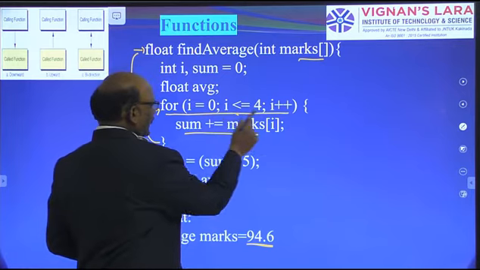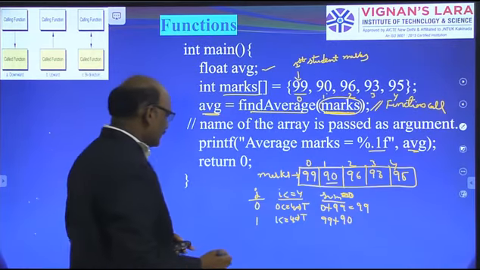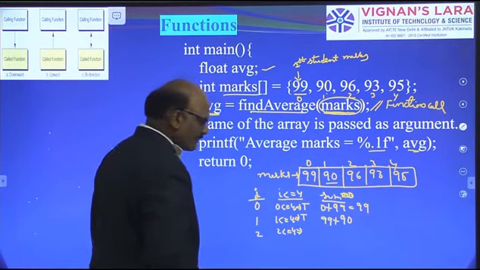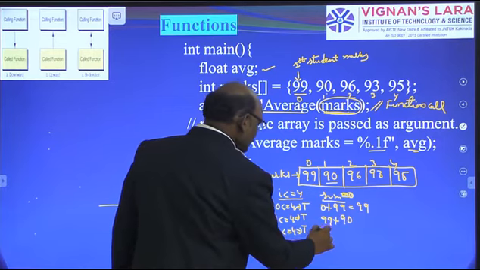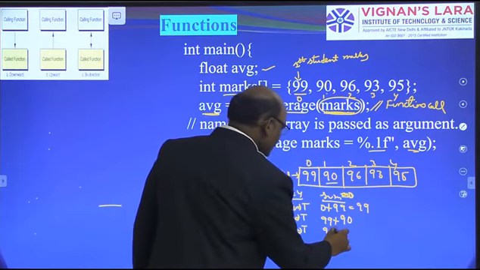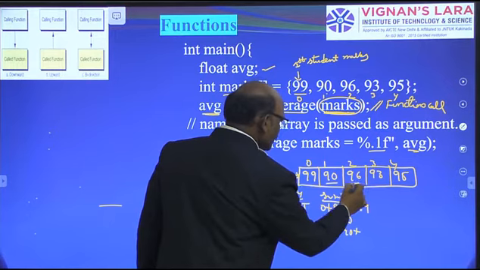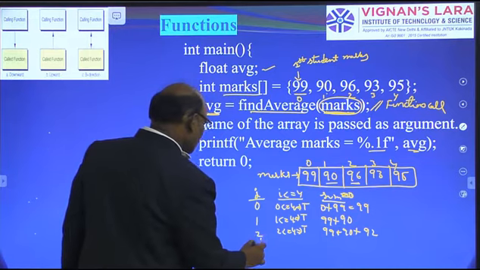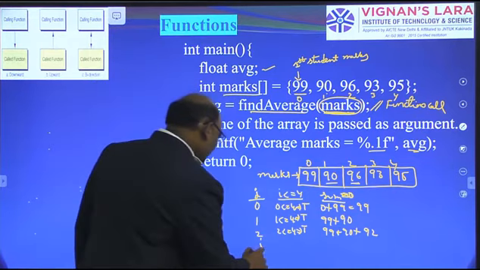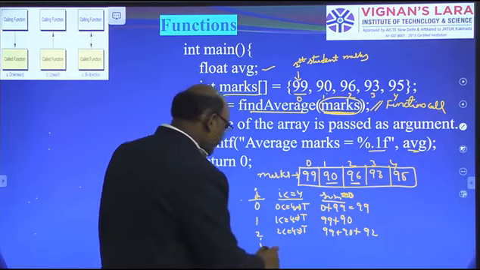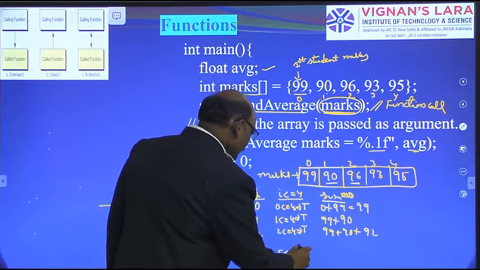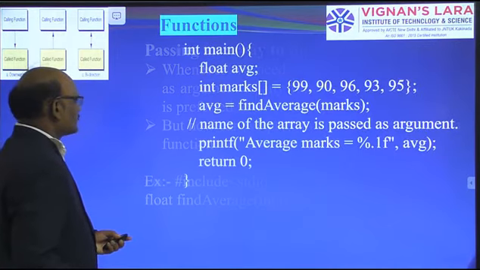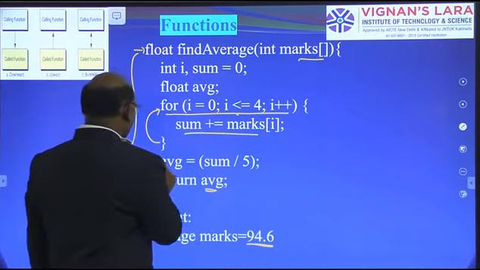Then repeat the loop. i gets incremented. Now the i value is 2. 2 less than or equal to 4, it is true. Then sum equal to sum plus marks of i. Marks of 2 is 92, and so on. When the i value is 5, 5 less than or equal to 4 is false. So immediately it comes out of the for loop and executes the next statement.